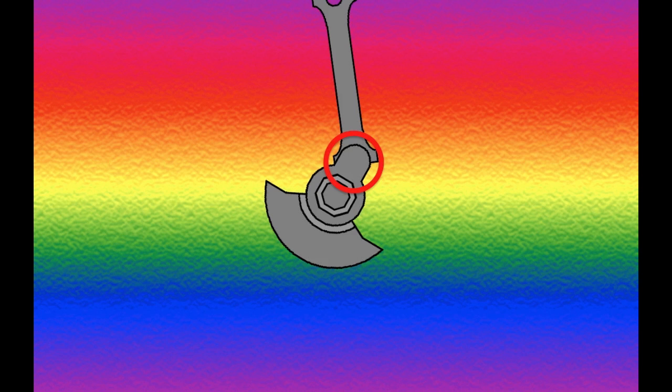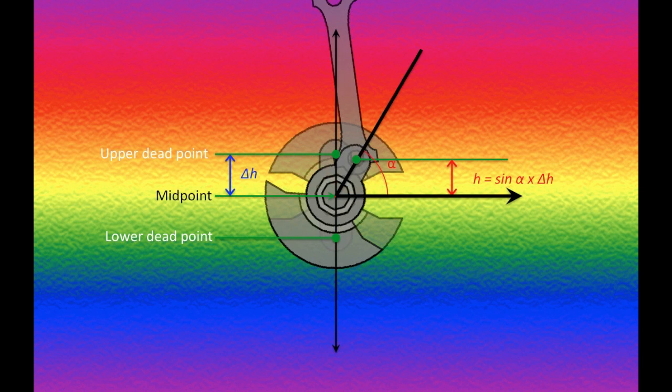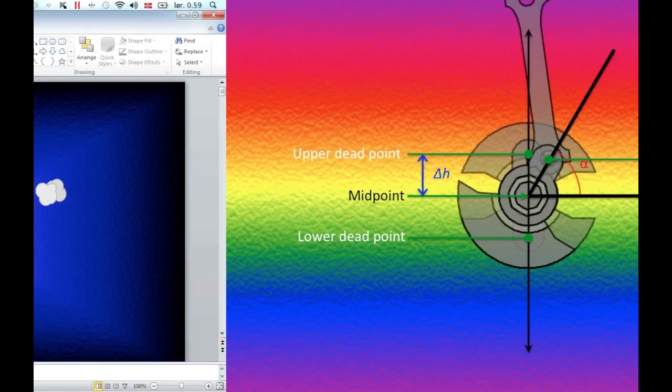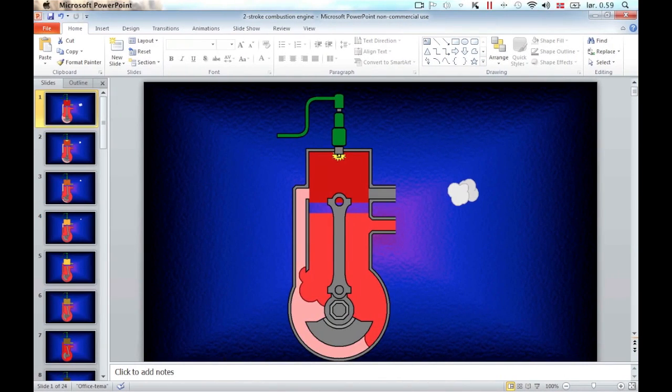animation work correctly. For each slide in the series, I've calculated the vertical placement of the piston shaft using the tilting angle of the crank. In each position in the engine cycle, the distance between midpoint and actual position is the sine of the angle alpha multiplied with the distance between midpoint and one of the dead points.